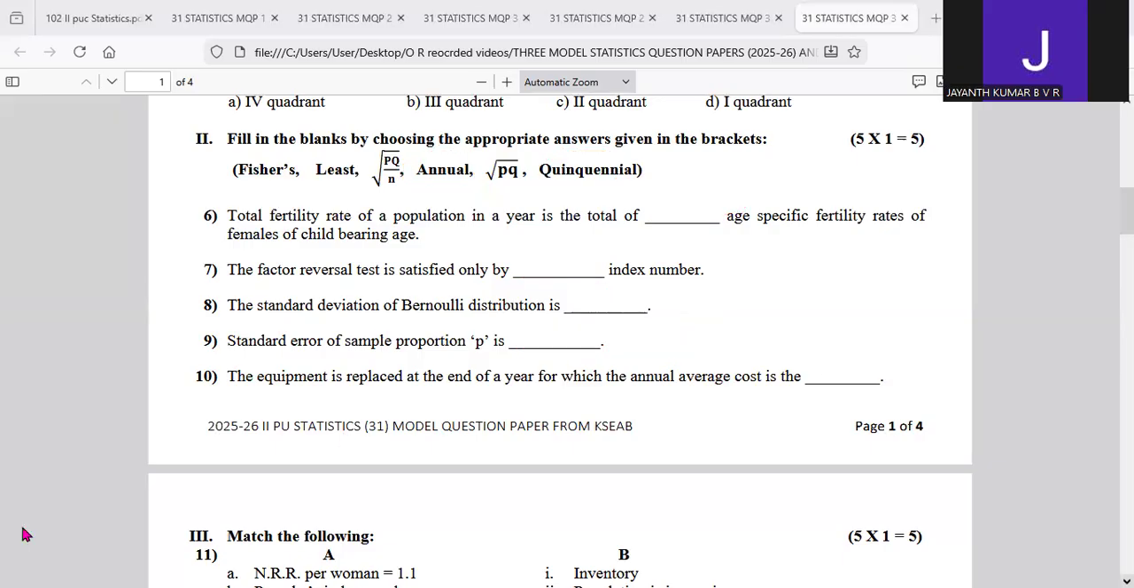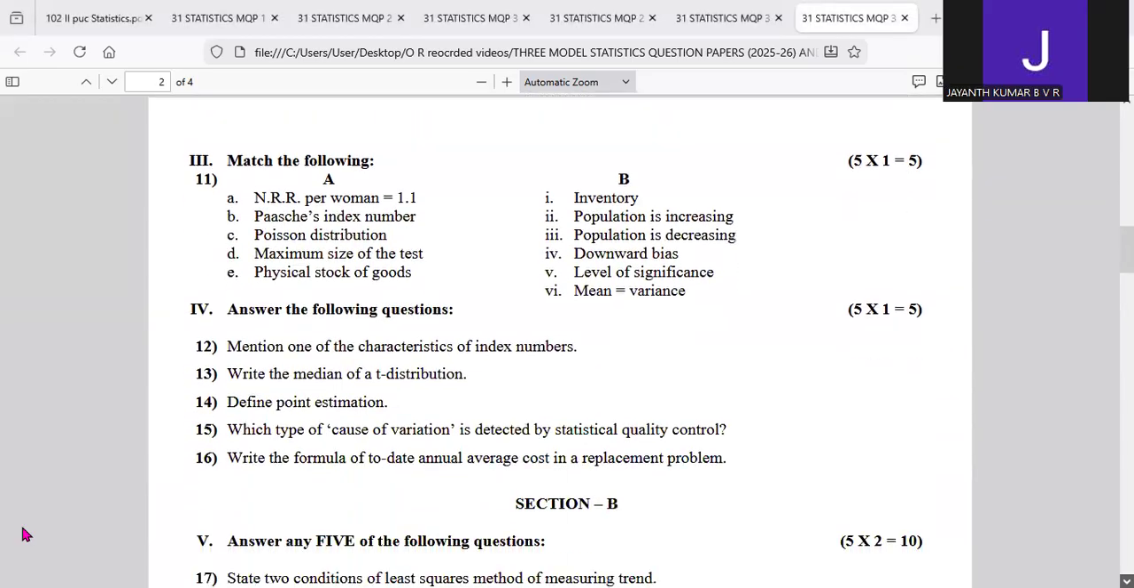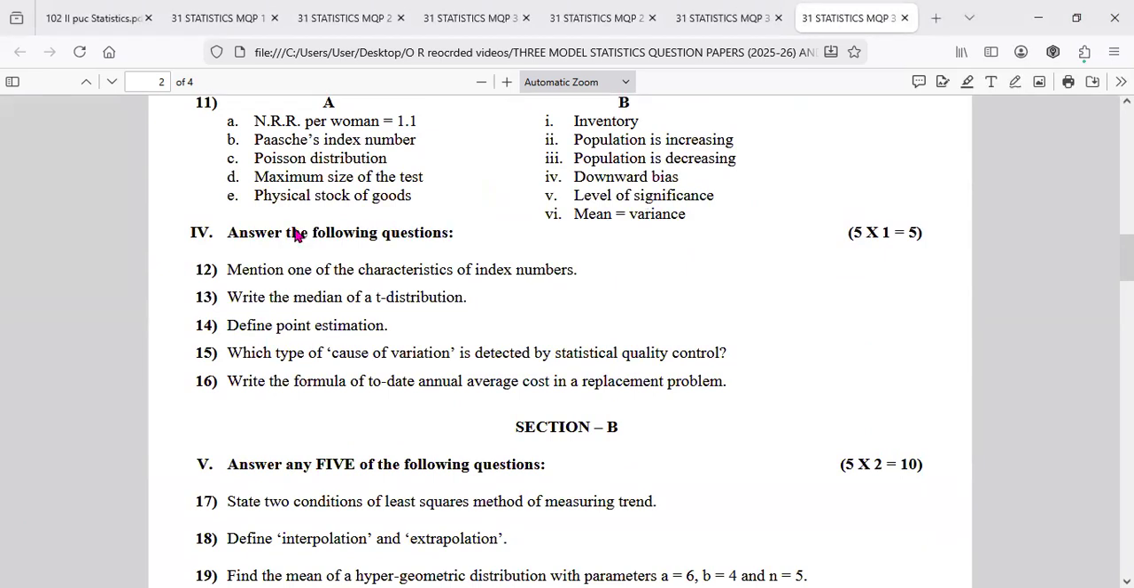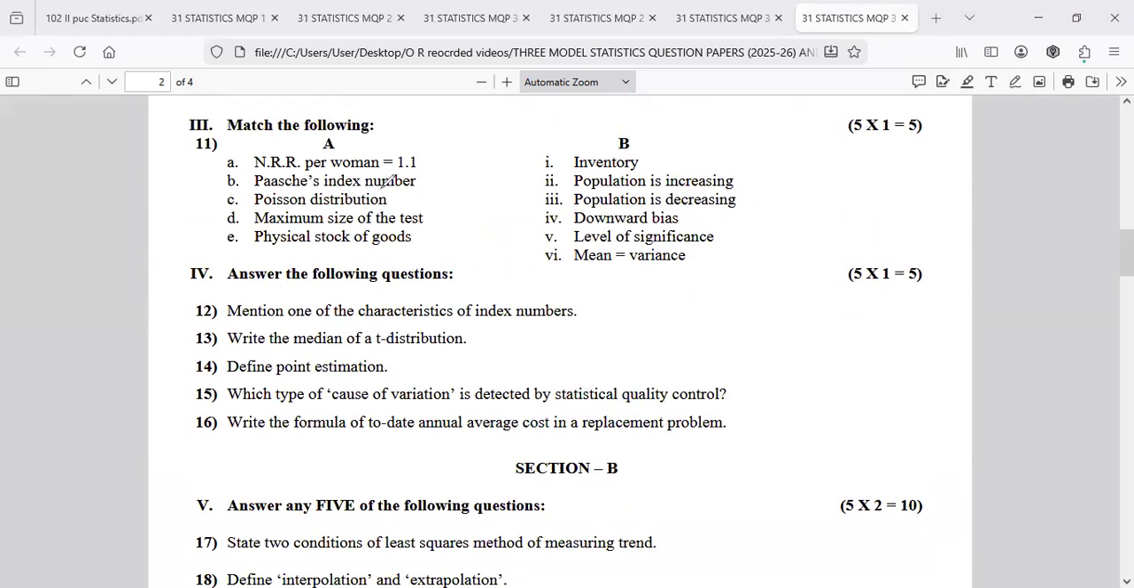Now similarly, match the following, 1 mark questions. Okay, match the following. Ready? NRR per woman is equal to 1.1: population is increasing because this is greater than 1. Fascist index number has a downward bias.